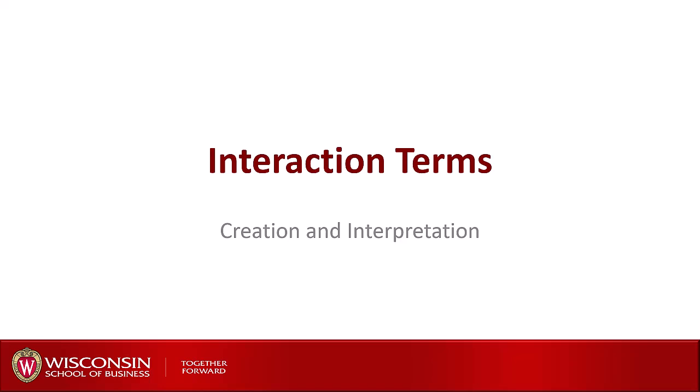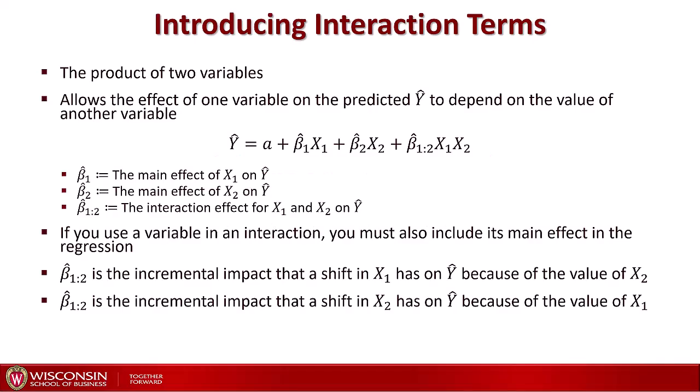In this video, we are going to discuss interaction terms, which is simply when two variables interact in our equation when we are trying to predict the dependent variable. How do we use interaction terms? They are simply the product of two variables. They allow the effect of one variable on the predicted y to depend on the value of another variable. Be careful here, we are talking about the predicted y, not the actual y.